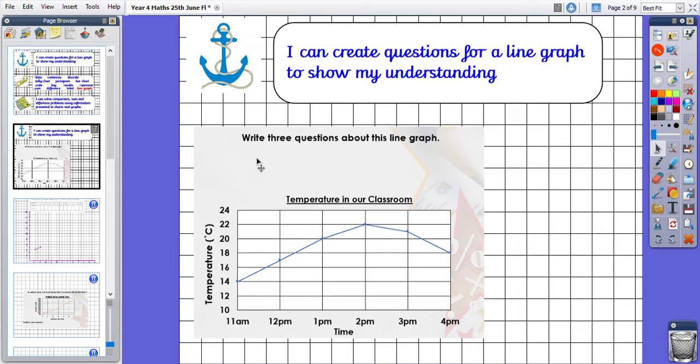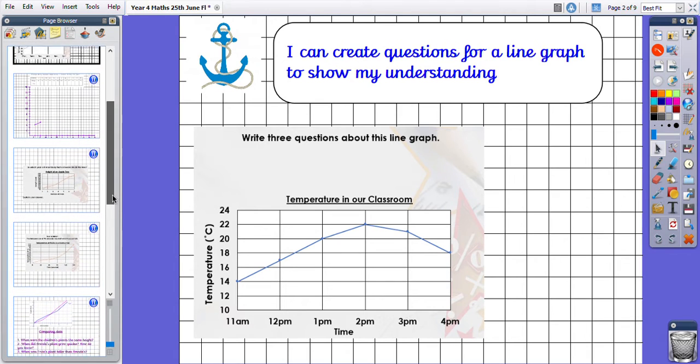Here you have a line graph for your anchor task, and I want you to write at least 3 questions that you could ask about the data in this graph. So it might be something as simple as, what was the temperature in our classroom at 4 p.m.? Or you could make something a little bit more complex. I would like you to create 3 questions now, please. So pause the video and off you go.